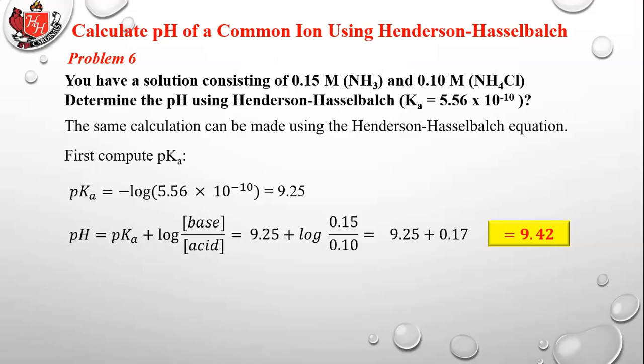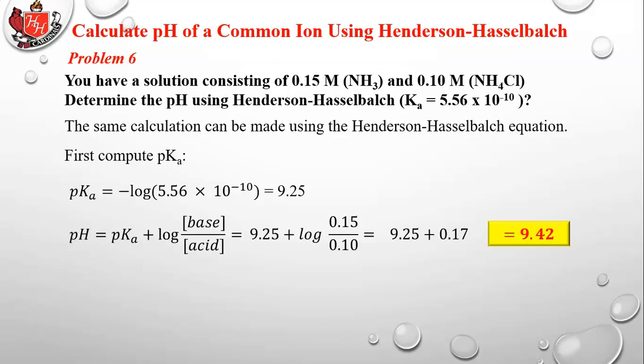Remember, if the concentrations of the base and the acid had been equal, let's say they had both been 0.15, then the log of 0.15 over 0.15 would have been 0, and your pH would have been the same as your pKa. But they're not equal. You have more of the base than of the acid, and therefore the pH is not going to be the same as the pKa. It's going to go up. It's going to go from 9.25 up to 9.42.